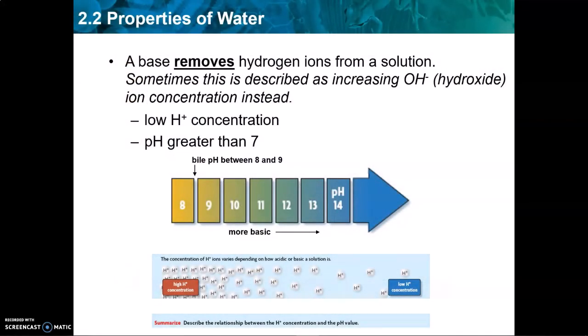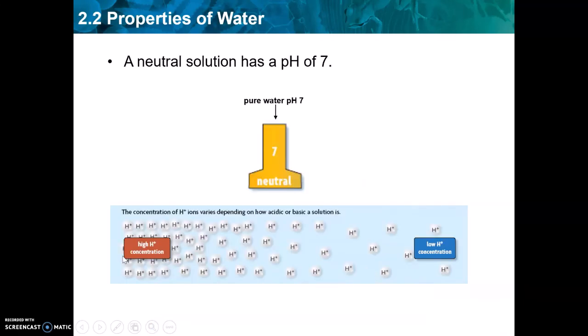Now the pH scale for a base is going to be anything greater than 7, and it goes all the way up to pH 14. So that just leaves us with our final pH of 7. 7 is neutral. Pure water has a pH of 7. As long as there's no impurities or anything dissolved in it, pure water would have a pH of 7.